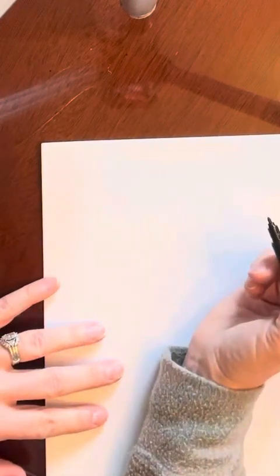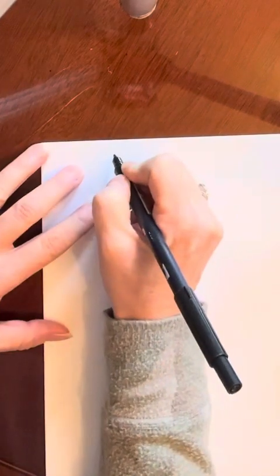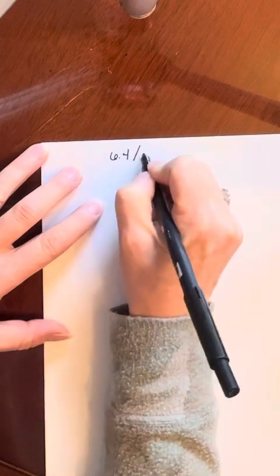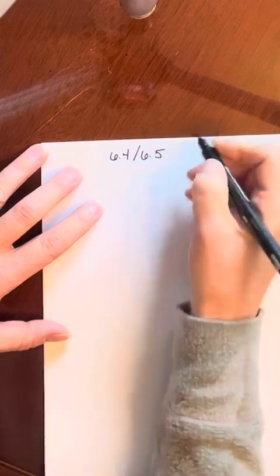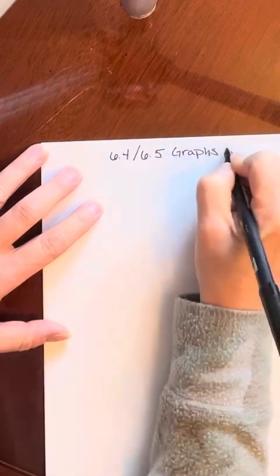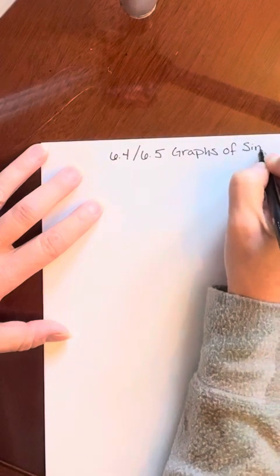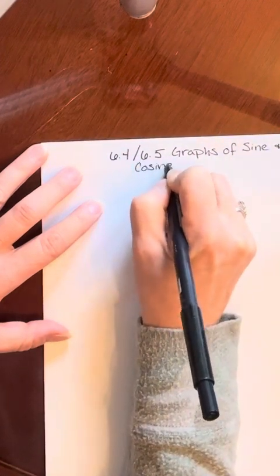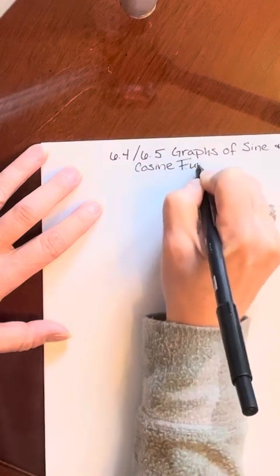So let's go ahead and start in on the graphs of sine and cosine functions. So this is going to come from 6.4 and 6.5. And we're going to do graphs of sine and cosine functions.